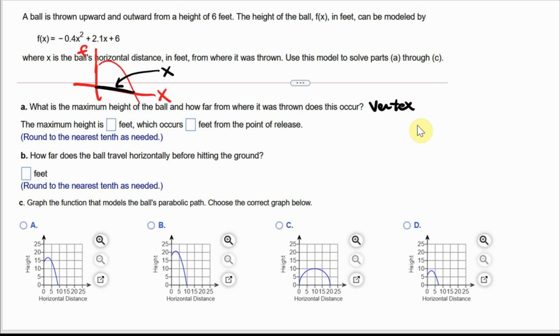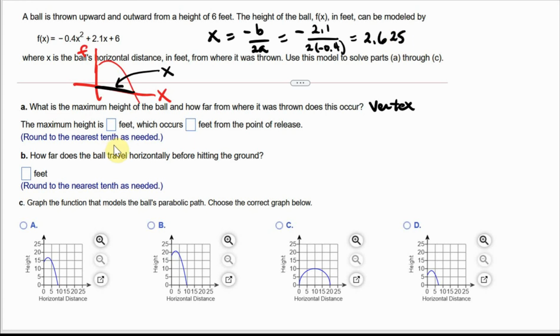Right? So the maximum height would be the k, and then it occurs at x, that's going to be the h. So we can do that by using the formula. We got those decimals, so I do not complete the square. Try to make it easy on myself. Try to make it light on yourself. So this is negative b, which is 2.1, divided by 2 times negative 0.4, right? And that comes out to be 2.625.